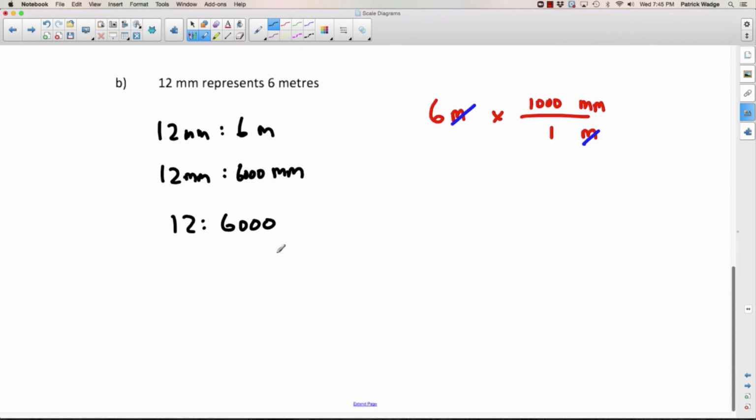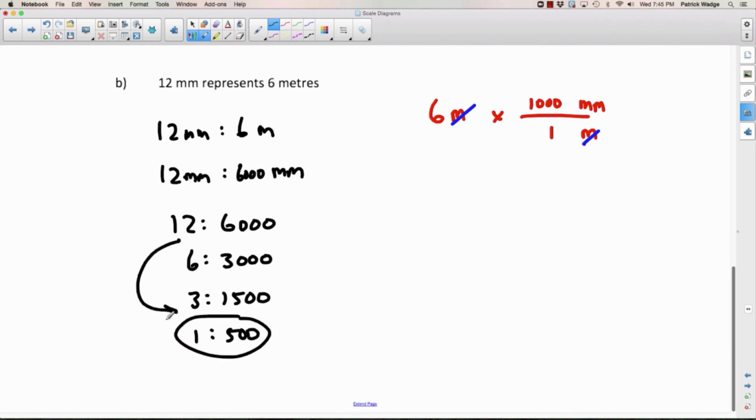All right, can you do it in one go? Maybe you can't. That's fine. What could you divide both of these by for sure? Well, they're both even. I could divide them both by 2. So 6 to 3,000. I could still divide them by 2. 3 to 1,500. Now, hopefully you recognize you could divide them both by 3. 1 to 500. Of course, you could have gone straight from here to here. If you divided them both by 12, you would have gotten the exact same answer. So this is the ratio that we're interested in now.